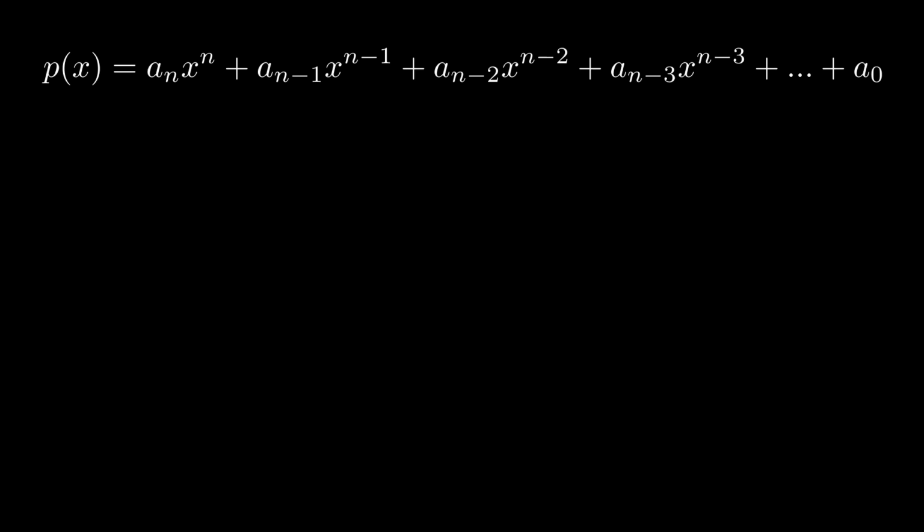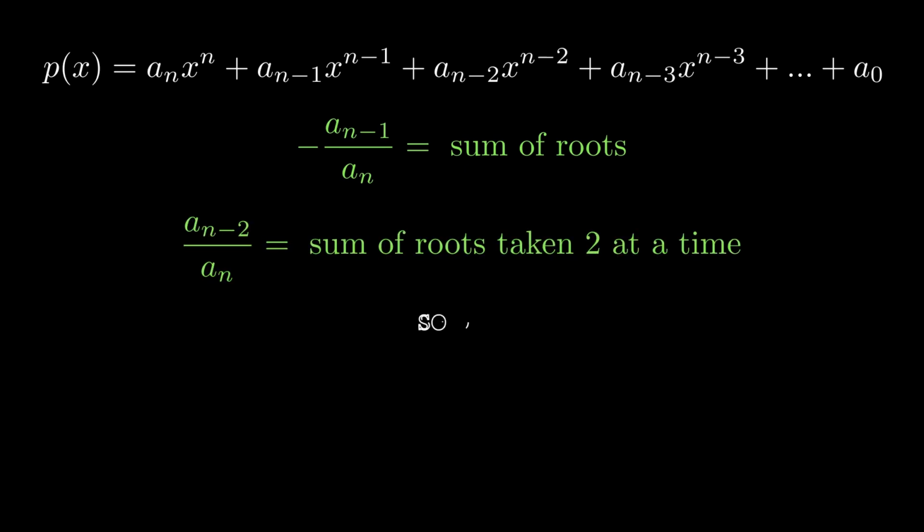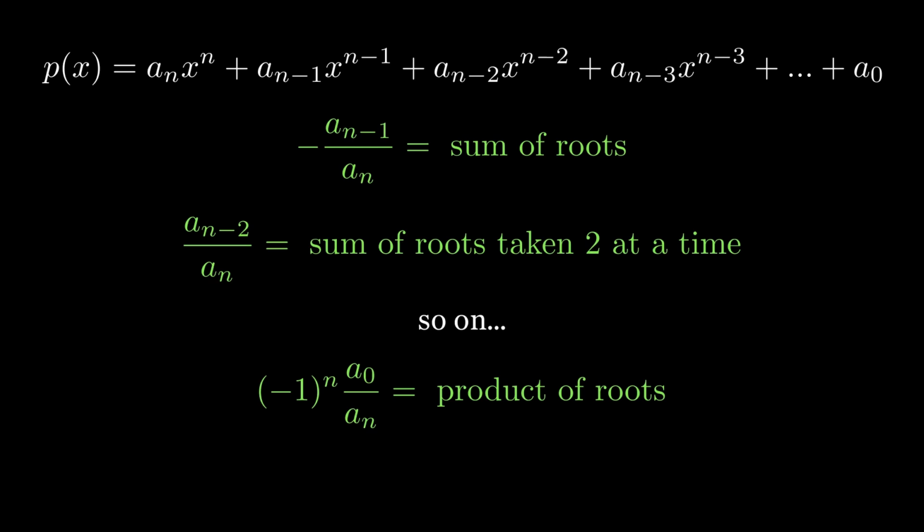Now please don't get scared by this enormous expression. It's a simple n-degree polynomial where all these a terms are just the coefficients. Now we will generalize what we just saw. So minus a n minus 1 by a n was minus b by a earlier and is equal to the sum of the roots. A n minus 2 by a n is equal to c by a, which was the sum of product of roots taken 2 at a time. And the last one, minus 1 to the power n times a0 by a n, is equal to the product of the roots, which was c by a in the quadratic equation, and in the cubic equation it was minus d by a.